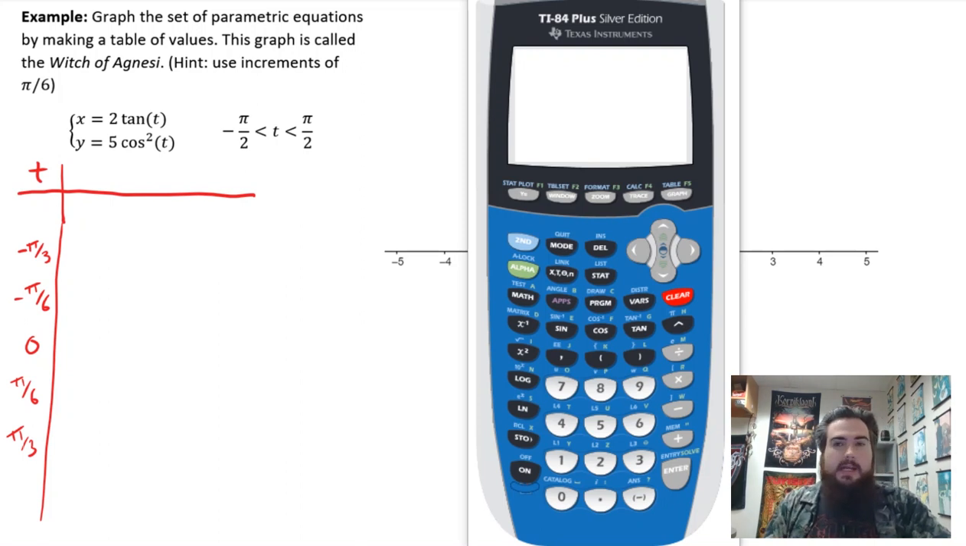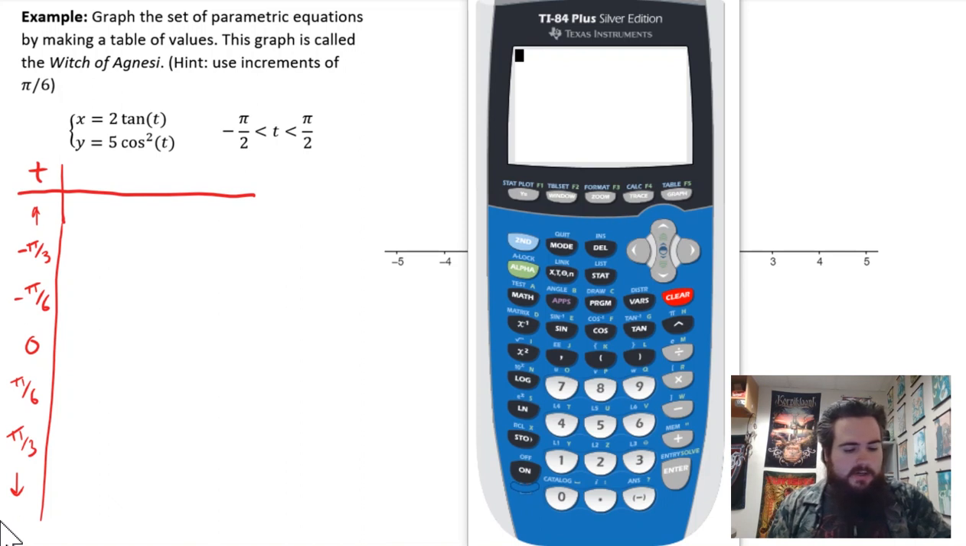We also need to keep in mind that t is between negative pi halves and pi halves, which doesn't include those values, but does include everything up to those values. So whatever trend we see going off in either direction here, we're going to keep in mind in order to complete this curve.